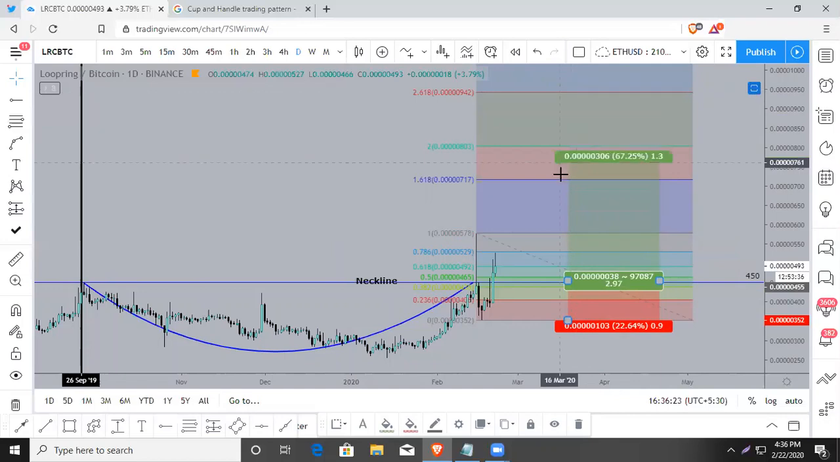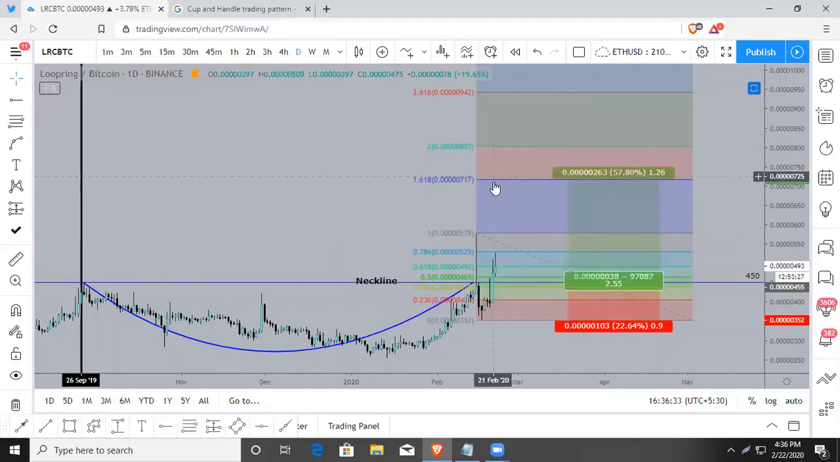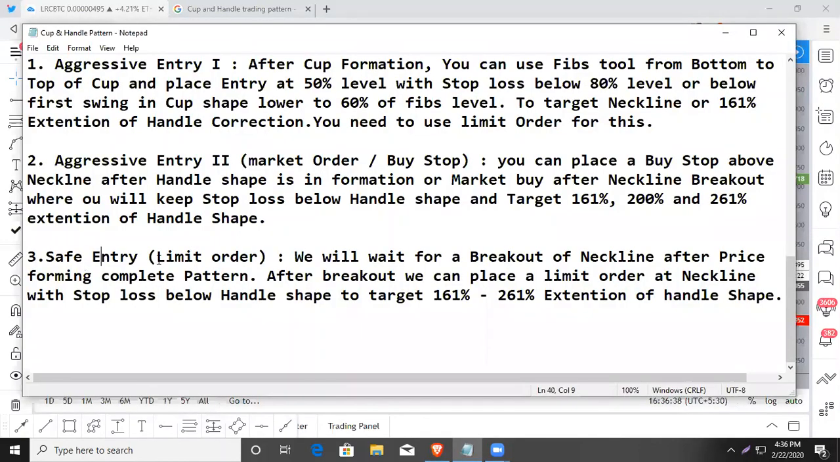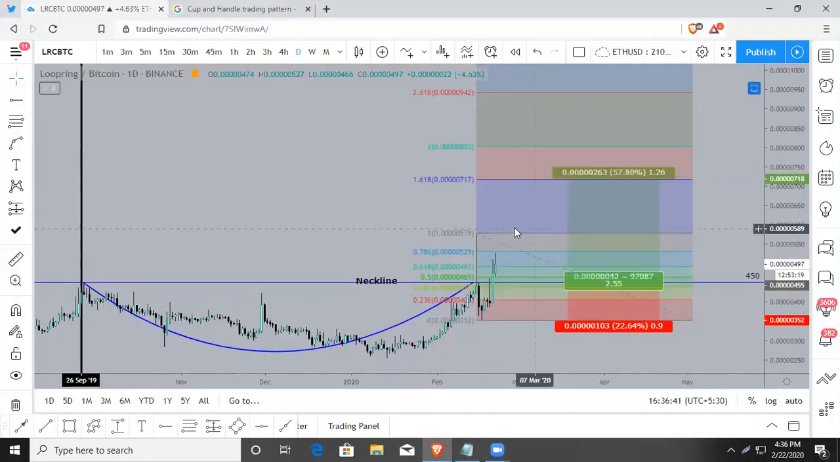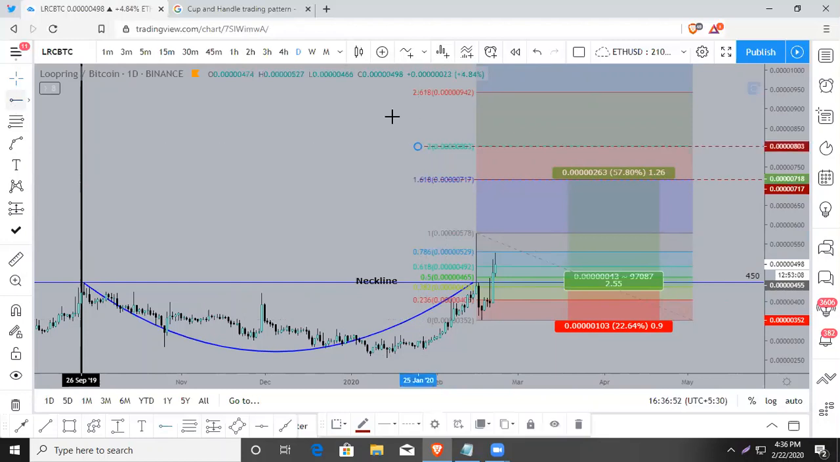However, I usually book the maximum of my profit on the first target, and that is 161%, the golden ratio of Fibonacci, and everyone knows that, right? And the same targets we will use for the confirmation entry, that is our safe entry or confirmation entry. In this, the entry I have shared on my chart, we will use the 161% as first target, second target, and third target. I'm removing the tool from here.